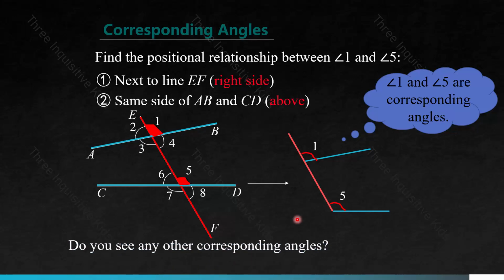Other pairs of corresponding angles would be 2 and 6. They're both on the upper left corners. 3 and 7, bottom left corners. And 4 and 8, which are the bottom right corners.